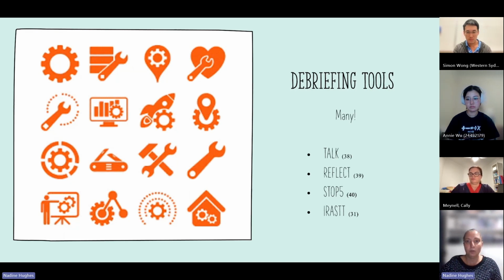There are many debrief tools. Today, we're going to talk about four, and we're going to talk about them very quickly. And then you will have the chance to practice them in our next workshop.